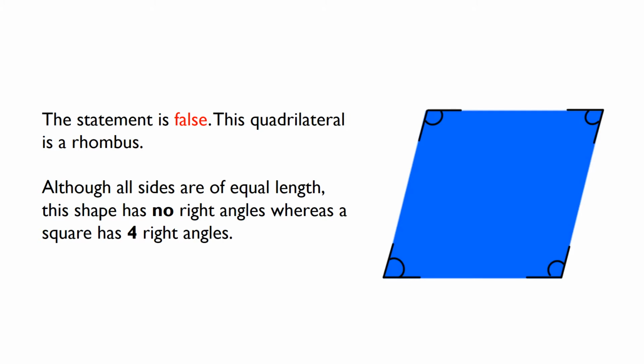Well done if you said the statement was false. This quadrilateral is not a square, it is a rhombus. Although all the sides are of equal length, this shape has no right angles, whereas a square has 4 right angles.